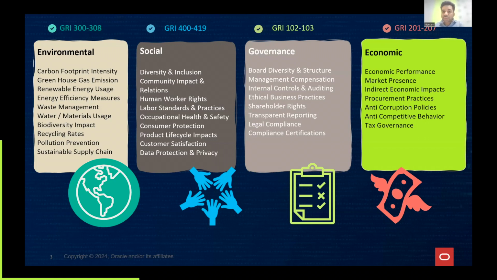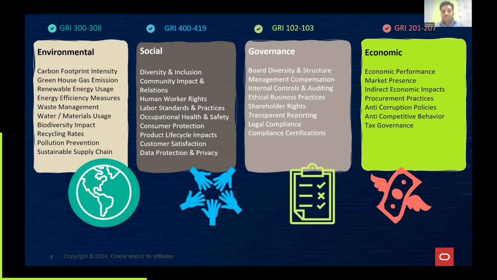And then we talk about the governance side of it, which is more of a mix of financial as well as compliance networks. So, like the picture illustrates, the various checklists that we have to make sure we invest in sustainable initiatives, to make sure your board diversity and structure, the management compensation, the various internal controls and auditing, the initiatives on the ethical business practices, they are all kept friendly to make sure we have a good score from a governance perspective as well.